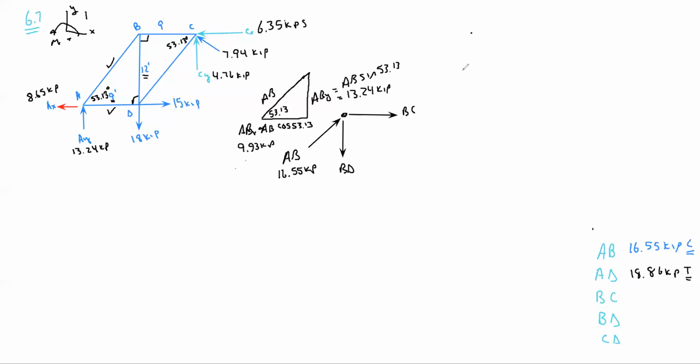Taking the summation of the forces in the X direction, we get 9.93 plus BC equal to 0. BC is equal to negative 9.93 kips, which is an indication that I have got BC headed in the wrong direction. I'm gonna go fix that.